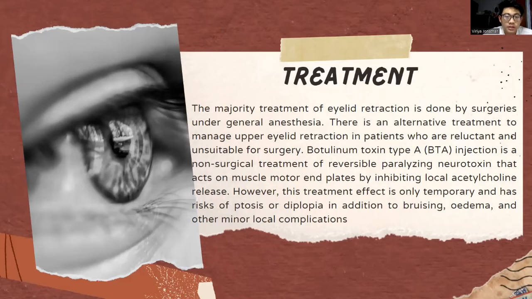I'm going to continue the presentation about the treatment. The majority treatment of eyelid retraction is done by surgeries under general anesthesia. There is an alternative treatment to manage upper eyelid retraction in patients who are reluctant or unsuitable for surgery. Botulinum toxin type A, or BTA injection, is a non-surgical treatment of reversible paralyzing neurotoxin that acts on the muscle motor endplates by inhibiting local acetylcholine release. However, this treatment effect is only temporary and has risk of ptosis or diplopia in addition to bruising, edema, and other minor local complications. That's all by me.